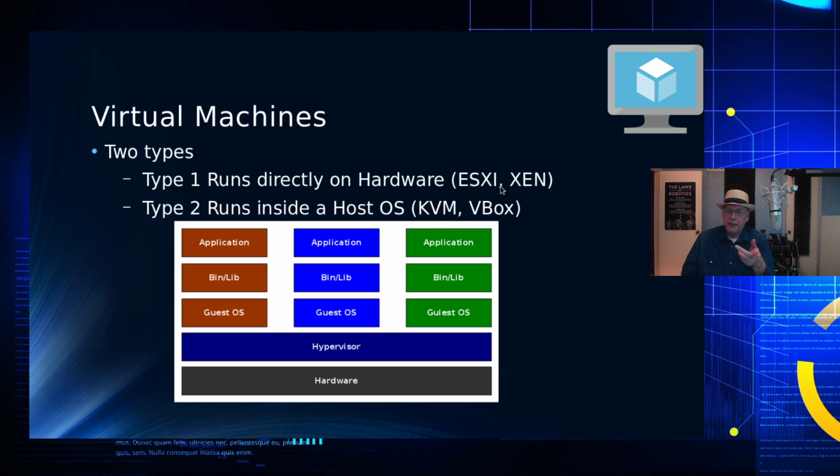Up here, you have ESXi and Xen for Type 1. Also, Proxmox and XCP-NG, which is the open source version of Xen. There's a lot of others. There's certainly a lot of different ones.